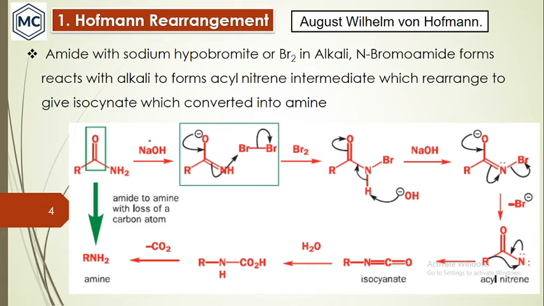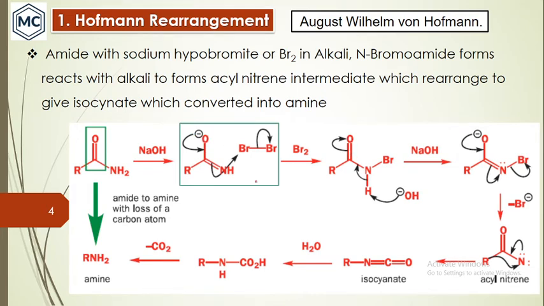This isocyanate converts into an amine. So let's see the mechanism in detail. First, we start with the amide. In the presence of sodium hydroxide, that is alkali, the base can abstract this hydrogen and form NH minus. This can be shown like this also with a double bond, like an enolization. It becomes double bonded, and CO becomes single bonded, CO minus. Then this reacts with bromine like this. This O minus restores and forms the pi bond.